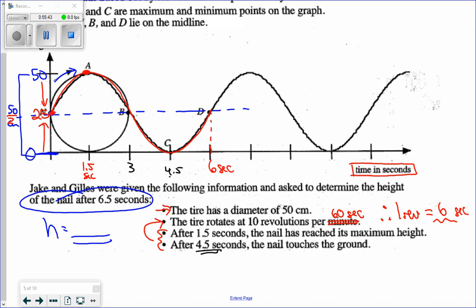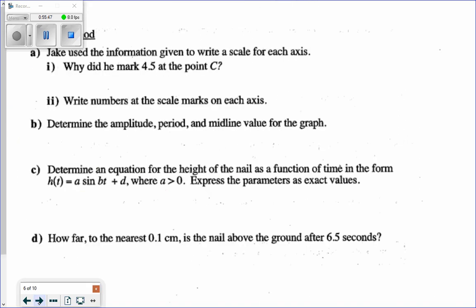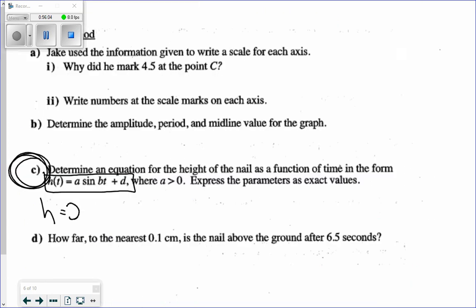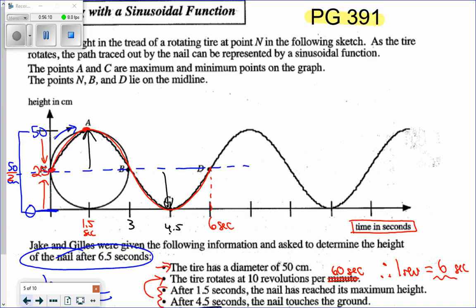Okay, so the question is, determine the equation. So we'll just do this part right here. Okay, so we've got our height. What's the amplitude? 25. What's the midline? 25.